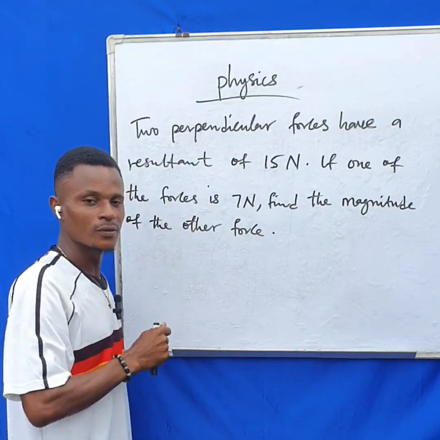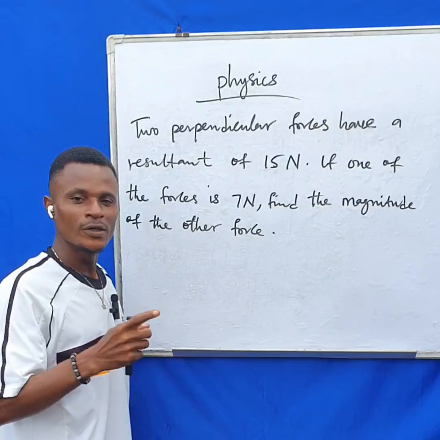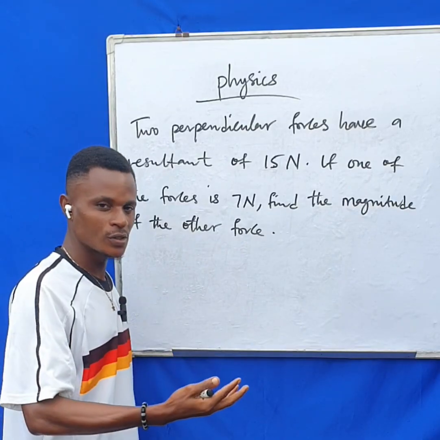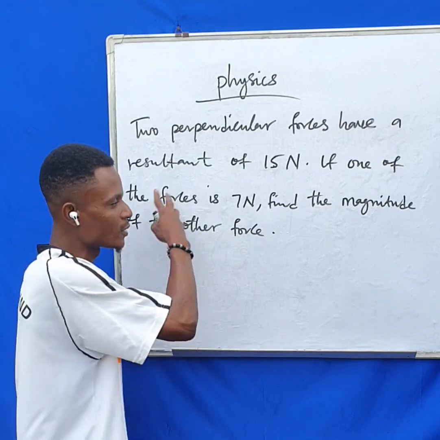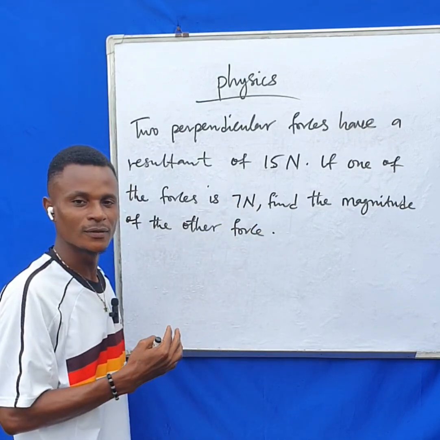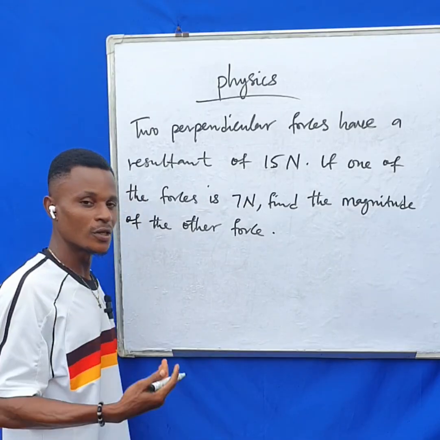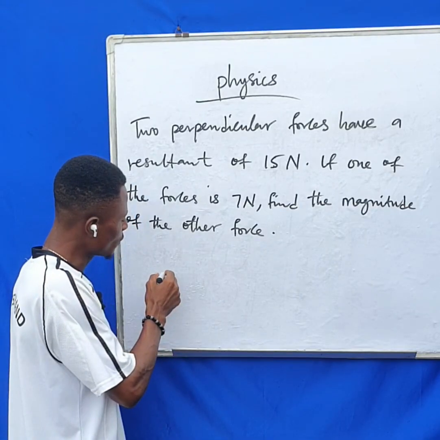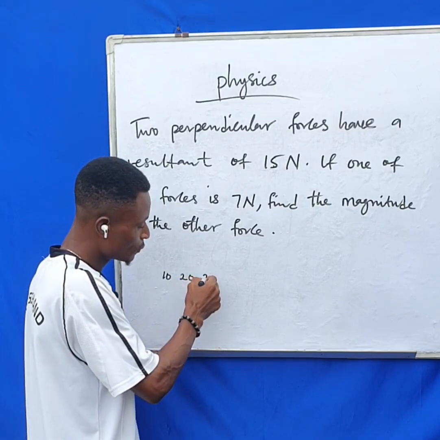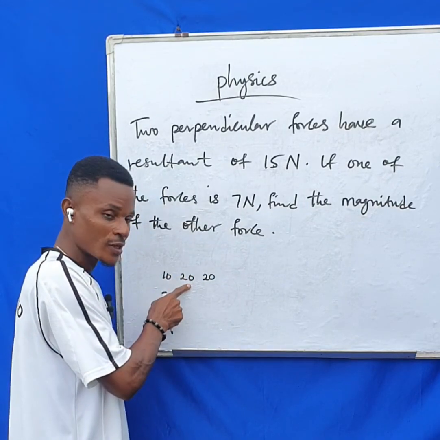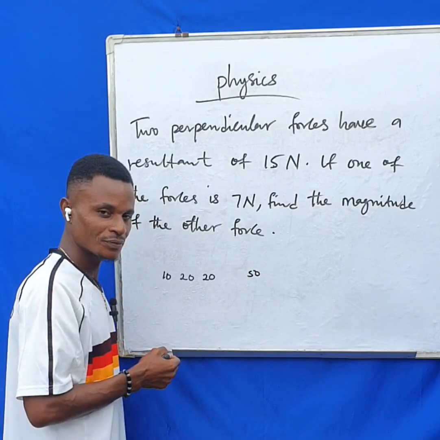To solve this question, first of all, you need to know the meaning of resultant. Resultant of a force has to do with one single force that has the same effect as the other forces put together. Let's say, for example, in Nigeria, you have 10 naira notes, 20 naira notes, and another 20 naira notes. And you also have 50 naira notes.